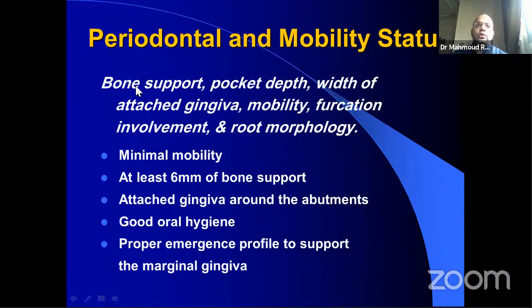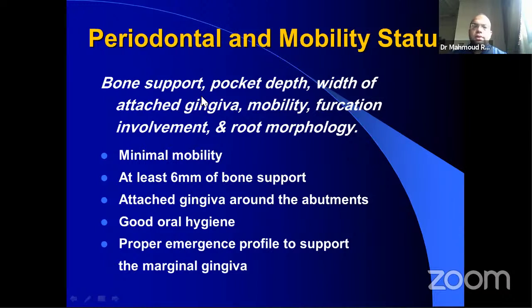So we're going to talk about periodontal and mobility status of teeth. It is a very important issue. As we said in the contraindications, it is contraindicated to use remaining roots or teeth that have more than grade 3 mobility. In grade 3 or more, it's contraindicated. We can use grade 1 and grade 2. And we can't use an attachment with teeth having mobility more than grade 1.